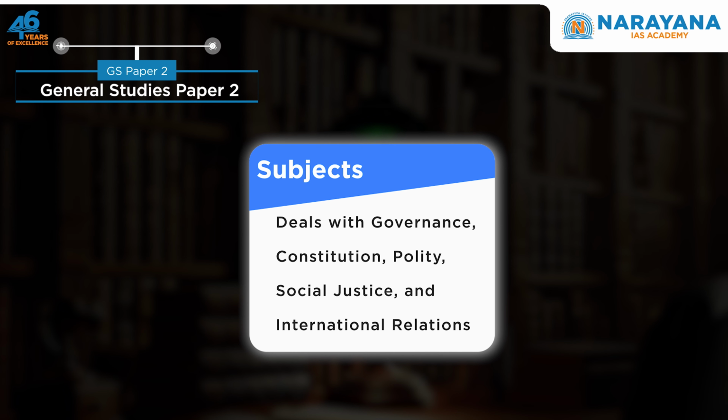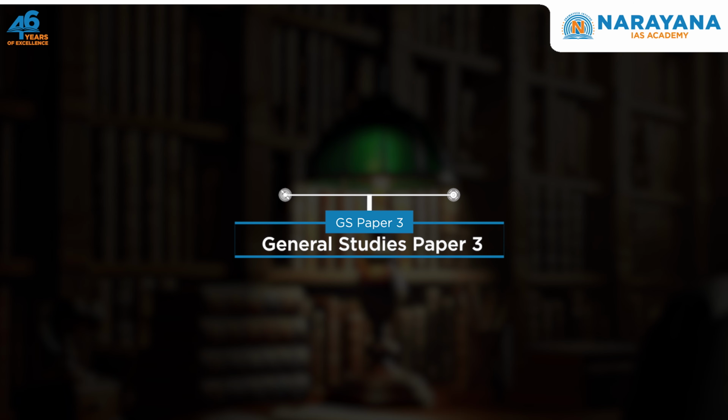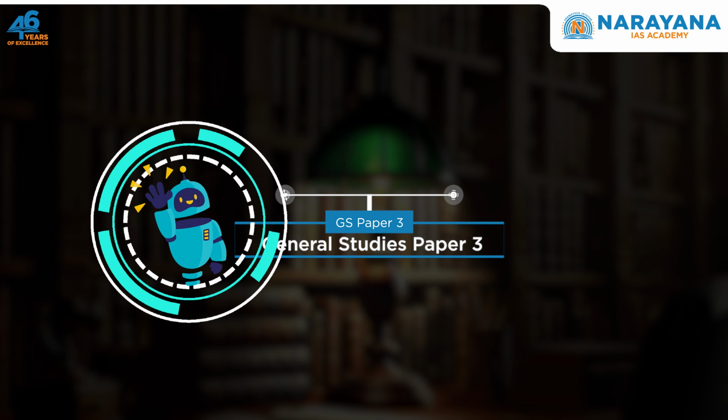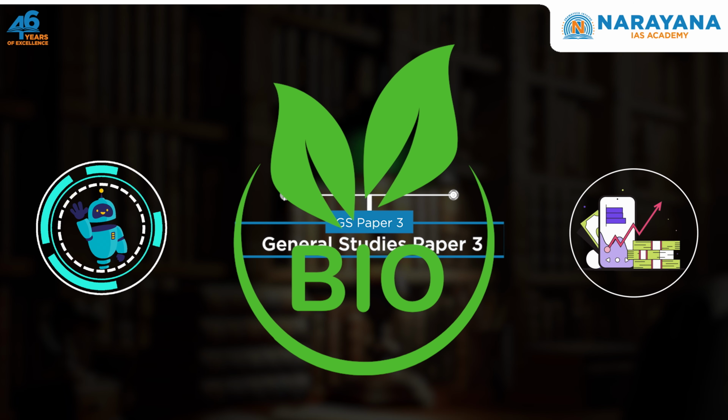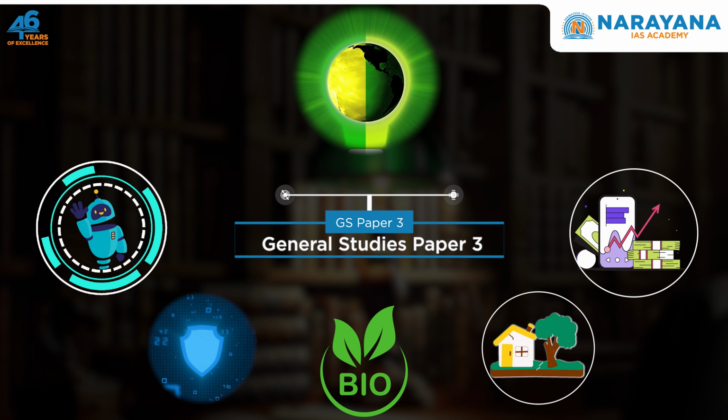GS paper 2 deals with governance, constitution, polity, social justice and international relations. It includes topics such as Indian constitution, Indian polity, governance issues, social justice measures and international relations and treaties. The General Studies 3 covers technology, economic development, biodiversity, environment, security and disaster management.